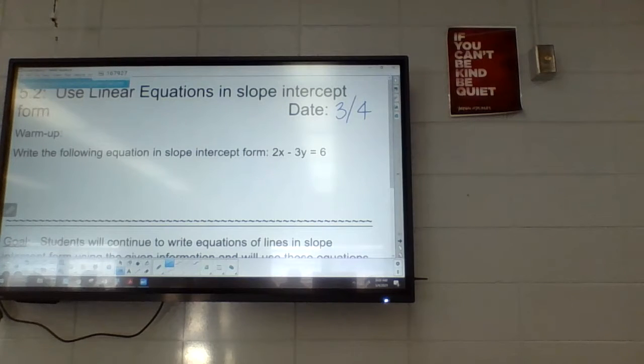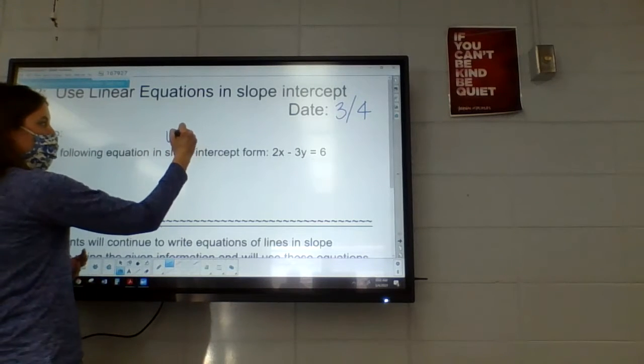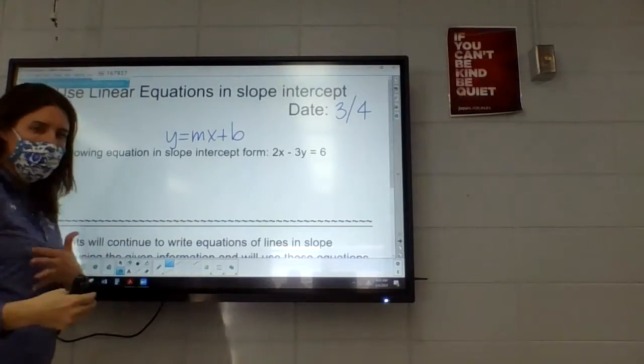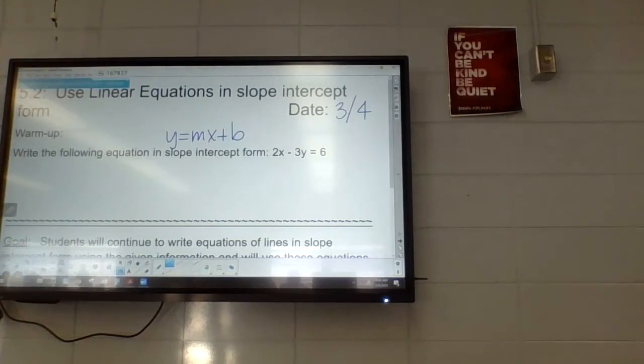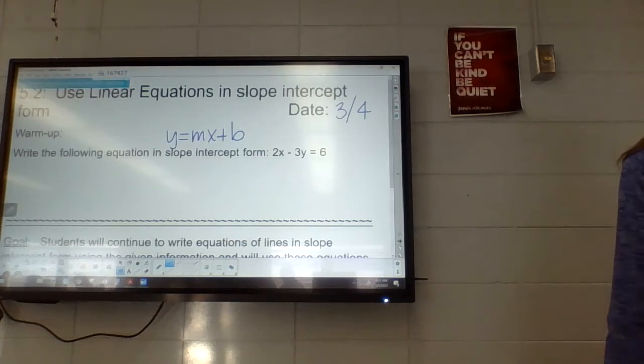In this problem, it's asking us to write this in slope-intercept form, and just to remind you guys, we had to do this on the last test. It was probably the biggest struggle on the last test. So being able to get it into y equals mx plus b, being comfortable with that, I said I'll probably ask you guys to solve for y like 1,000 times this year, and if you haven't caught on to that, I wasn't really lying about that. It's something we do an awful lot in this class.